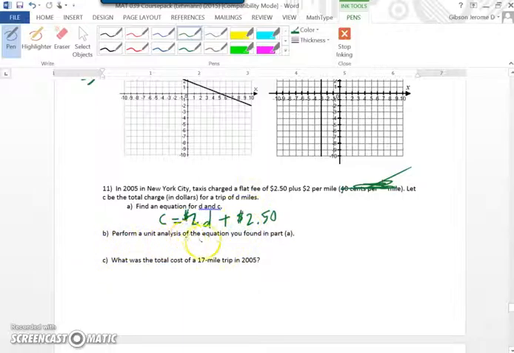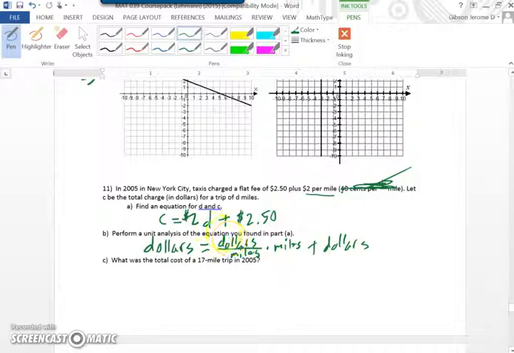Okay, now B, perform a unit analysis of the equation you found in part A. Now we know C is the total charge, so that's dollars. And that's equal to. Now we know this is $2 per every mile, right? Because it's $2 per mile, so it'll be dollars over miles. Because the word per means division. And then that'll be times miles. And then this will be plus dollars. So this is the unit analysis, basically telling what the units are in.